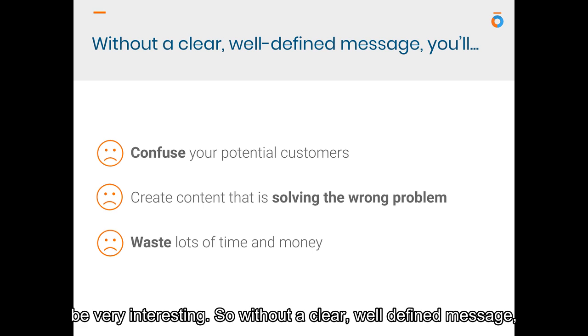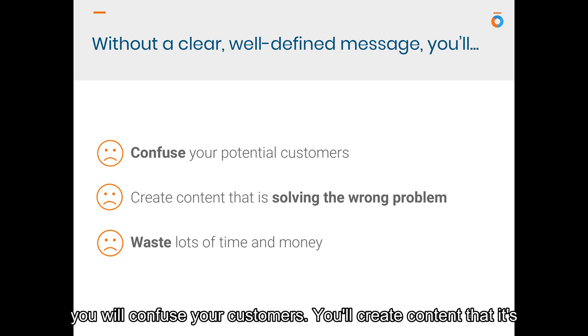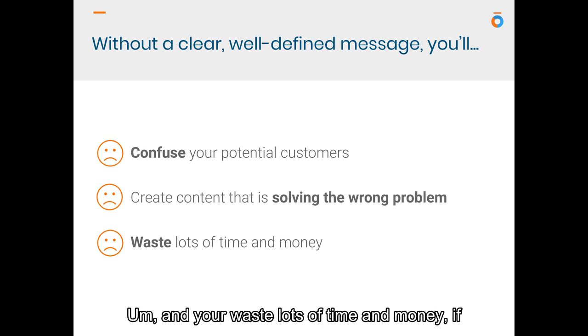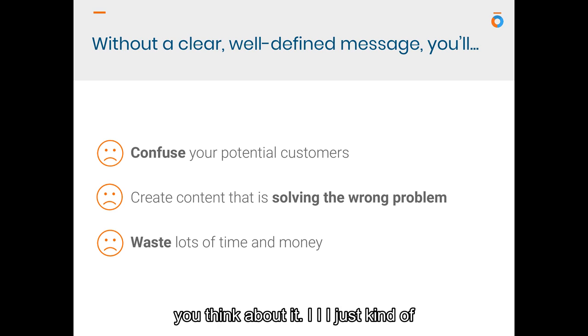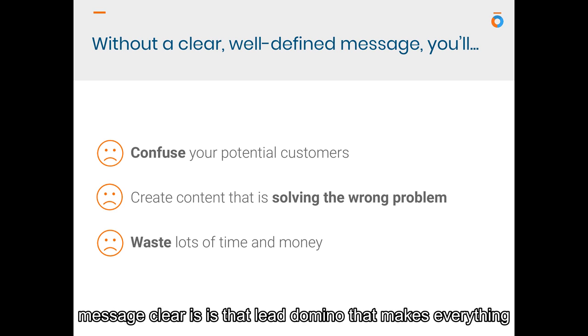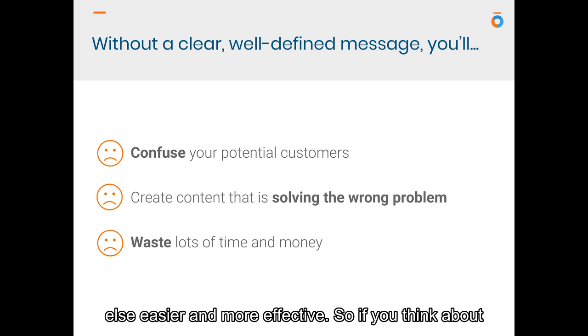So without a clear, well-defined message, you will confuse your customers. You'll create content that is solving the wrong problem. I see this all the time. And you waste lots of time and money. If you think about it, I just kind of alluded to the fact that getting your message clear is that lead domino that makes everything else easier and more effective.